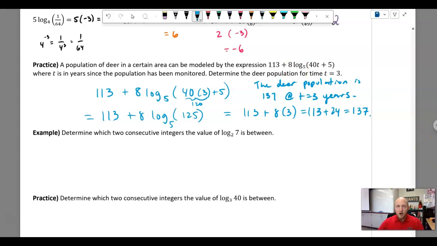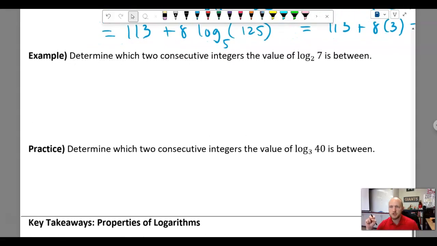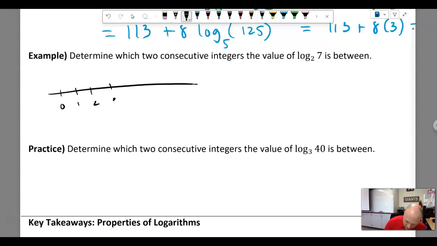Okay. All right, last idea to think about, to develop some number sense about logarithms. These are kind of fun questions: determine which 2 consecutive integers the value of log base 2 of 7 is between. So if I have a number line here with 0, 1, 2, 3, 4, 5, 6, 7, where is log base 2 of 7? Where would that fit here on a number line? Rather than racking your brain asking 2 to what power gives me 7, think about it in terms of whole numbers.